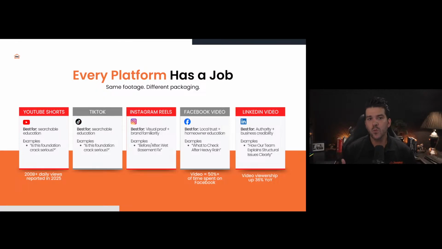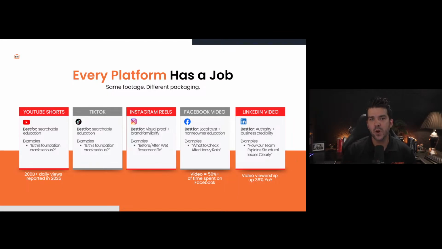Now, LinkedIn works differently. It's less about direct homeowner conversion and more about authority, partnerships, recruiting, commercial relationships, and company credibility. LinkedIn has reported strong video growth, including video viewership up 36% year over year. So on LinkedIn, use that content to show leadership, team process, business standards, safety, quality, lessons from the field.